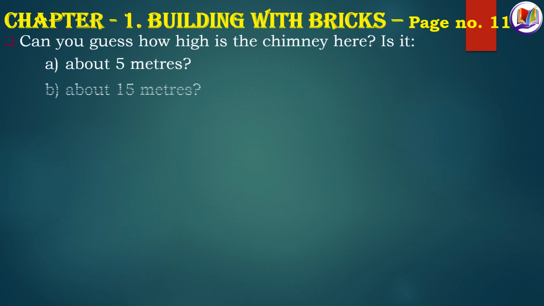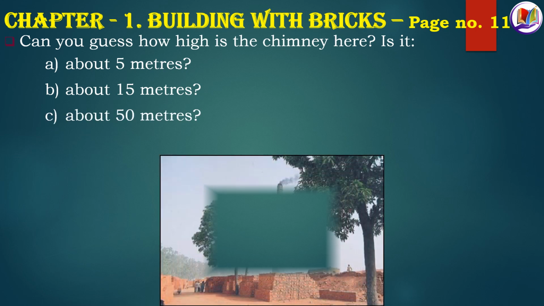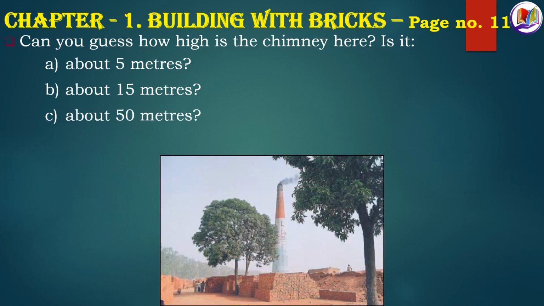Now, can you guess how high is the chimney here? Well, about 5 meters, about 15 meters, about 50 meters. Well, the brick kiln has a quite high chimney. So, its height is about 50 meters.